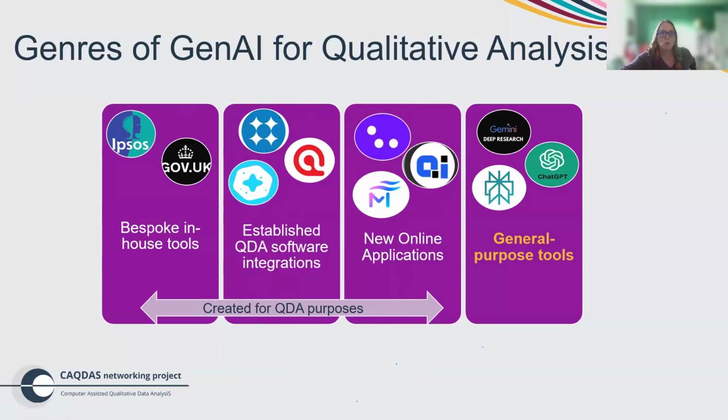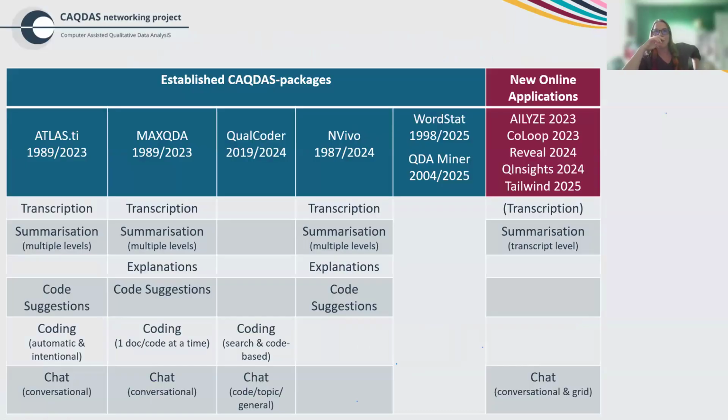So just taking those two, let's break them down with a table which will almost certainly be out of date within the next few days or weeks, because these tools are developing all of the time. At the moment, we have Atlas TI, MaxQDA, QualCoder, NVivo, and very recently WordStat, and coming soon QDA Miner, that are established qualitative software packages. You can see the first date is when they originally became available as tools, and the second date is when they started to incorporate generative AI.